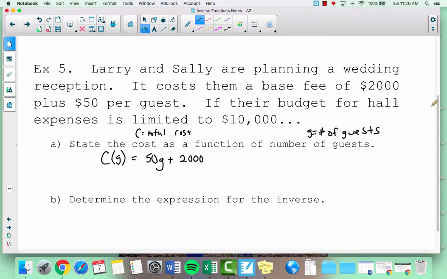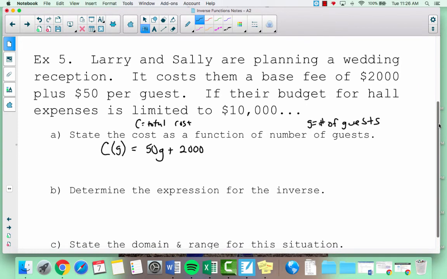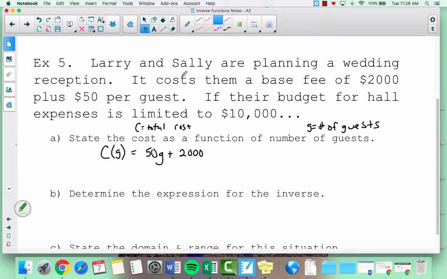All right? So in part B, it says determine the expression for the inverse. Now before, we knew that with the inverse, we switch our variables. So that would mean we'd get G is equal to 50C plus 2,000. And then we would solve back for our original variable. So I would subtract 2,000. And then I would divide by 50. And when you do that, you get that our cost is equal to the guests minus 2,000 divided by 50.